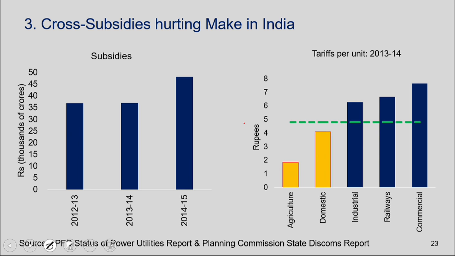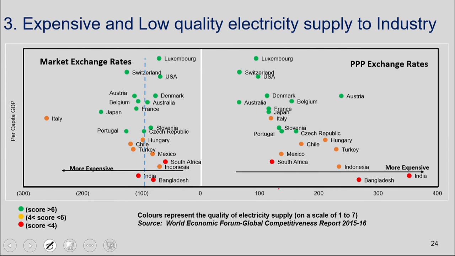Losses in turn arise because the key thing is that we try and meet our social equity objectives, our inequality objectives, by charging low prices for domestic and for agriculture. And often, in many states, this is an average across India. So in many states, for example, this would be zero, like in Punjab, correct? So this is a consequence of that.